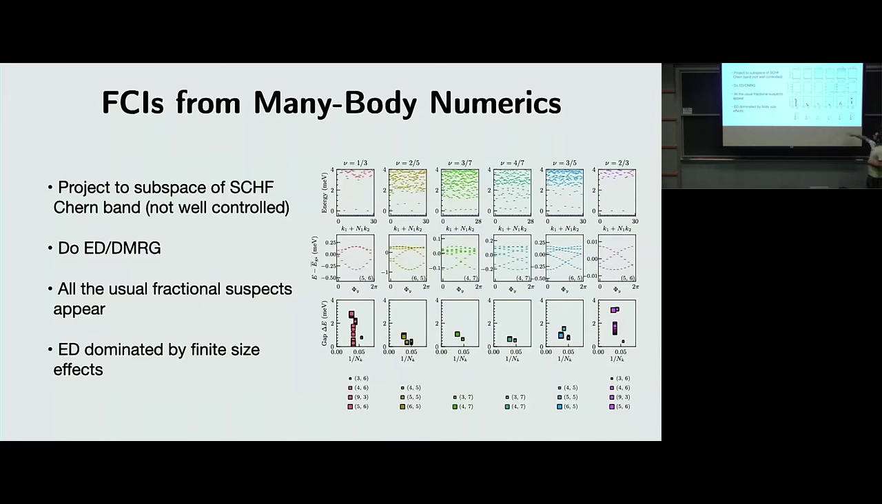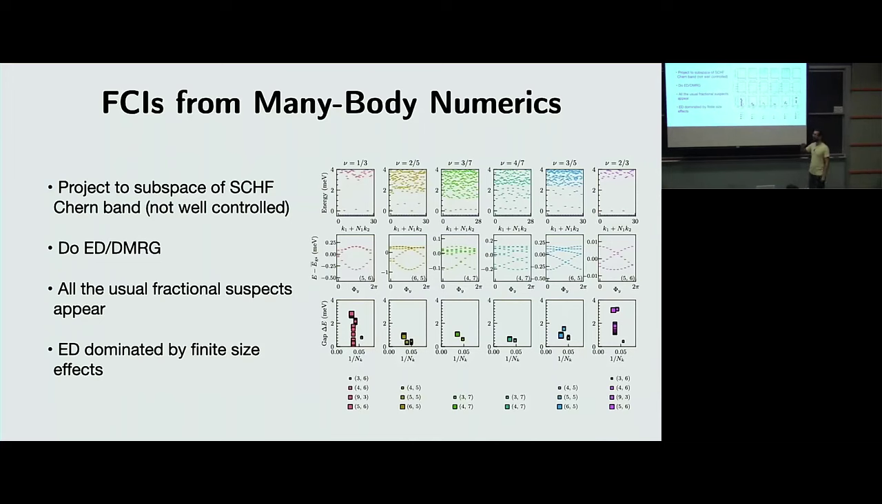But I want to point out that 2/3, 3/5, 4/7, etc., they're all there. Even some of the ones that aren't there in the experiment, because we're assuming you're doping into this unchanging Chern band subspace. And you have very strong finite size effects. It's not really possible to tell what the many-body gap is because it's much more dependent on what system size you take than where your points are in the Brillouin zone. It really matters if you exactly hit the K point or not, for instance.